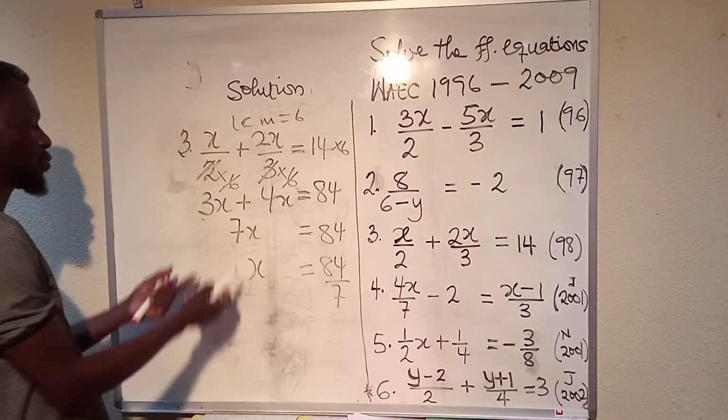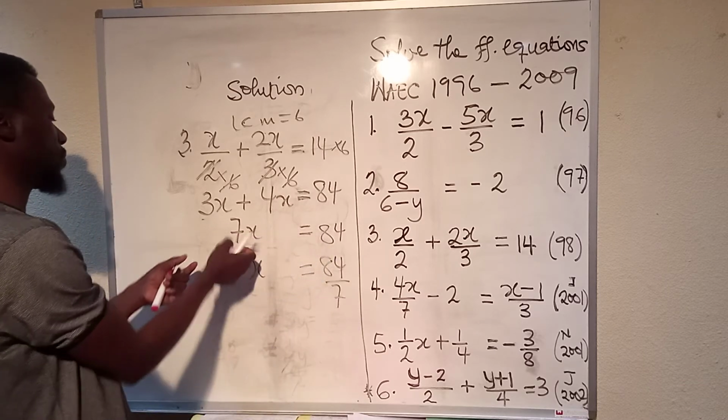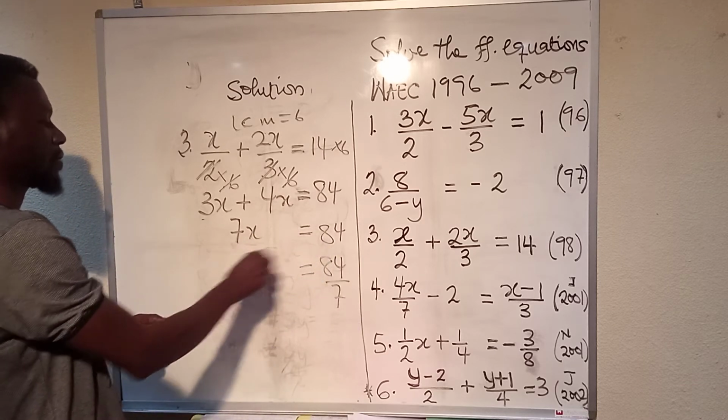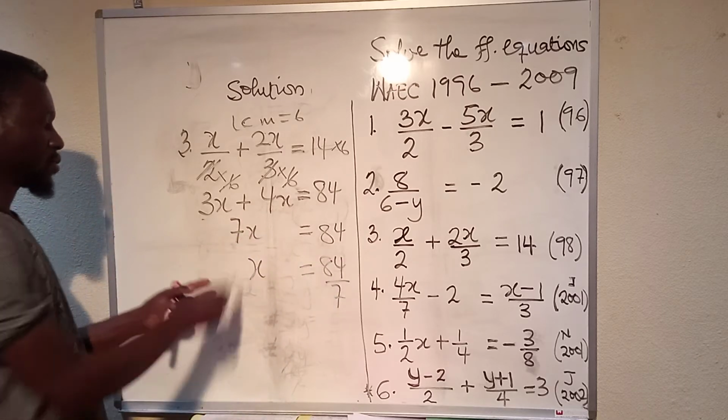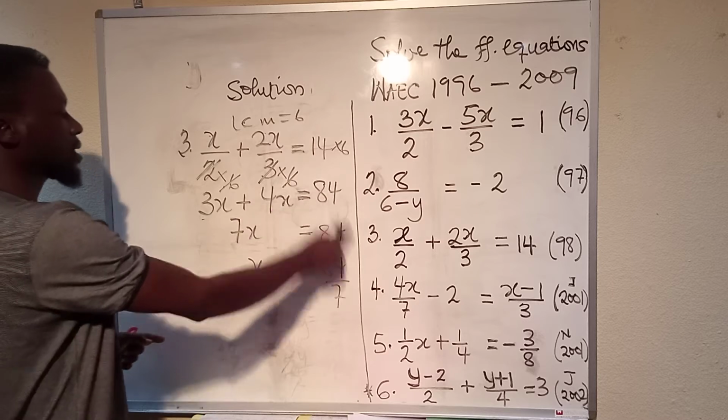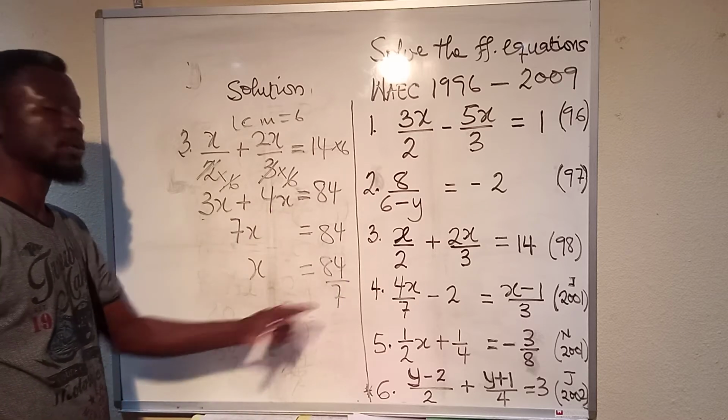The reason being that when we have 7x equal to 84, we are looking for x. So we're going to divide here by 7 and divide here by 7 so that the 7 can cancel the 7, leaving our x. So straight from here, x will be equal to just sending 7, which is multiplying here, to cross the equal sign to divide.